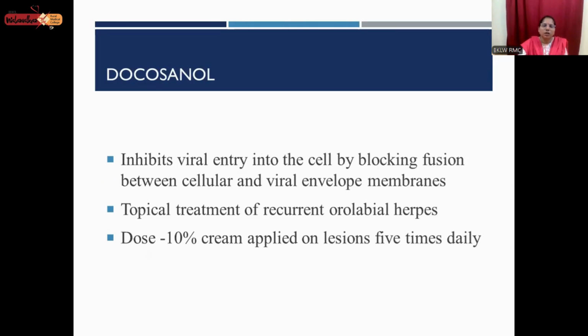Docosanol. It inhibits viral entry into the cell by blocking fusion between the cellular and viral envelope membranes. So topical treatment of recurrent oropharyngeal herpes can be given with docosanol. The dose is 10% cream applied on the lesions 5 times daily.